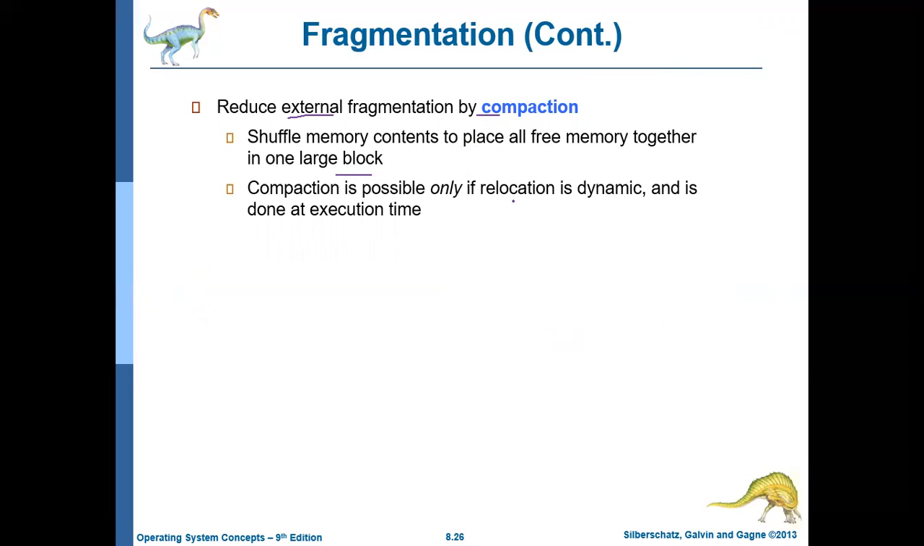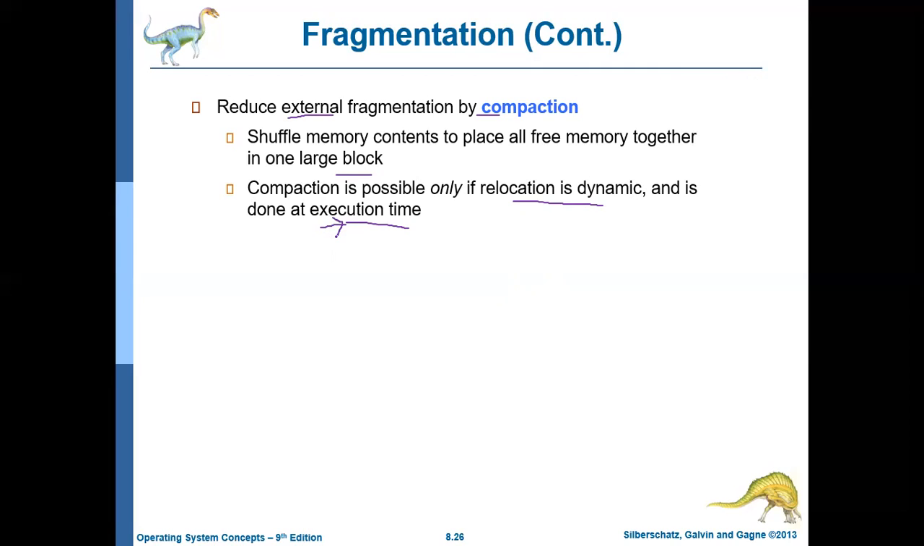Compaction is possible only if relocation is dynamic and is done at execution time. What does it mean? Previously, we have discussed different binding schemes, like binding at compile time, load time, and runtime. So compaction is possible only if binding is done at execution time or runtime. If binding is done at compile time or at load time, it is not possible, because in that case you are already fixing the address for every process.